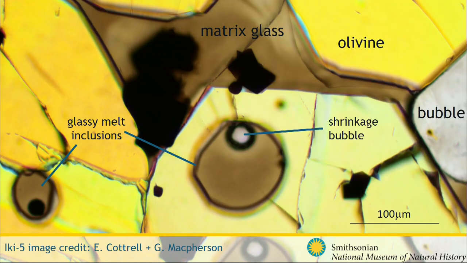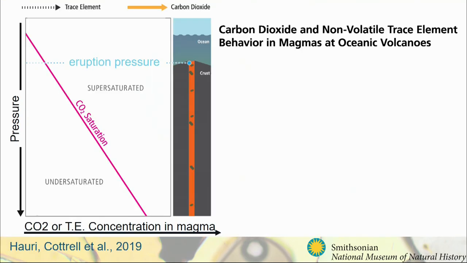So we have to work with the samples that Earth gives us in these sampling locations. We need to quantify the carbon in basalts, in the matrix glass, in the glassy melt inclusions, there's shrinkage bubbles, bubbles in the matrix, and even in the nominally carbonaceous minerals like olivine. This is made difficult by the fact that carbon solubility in silicate melts is very low.